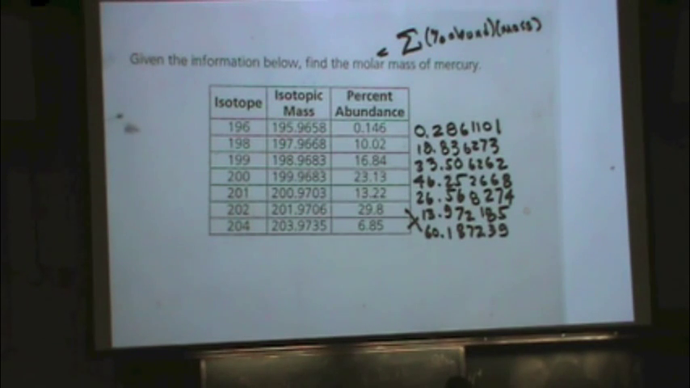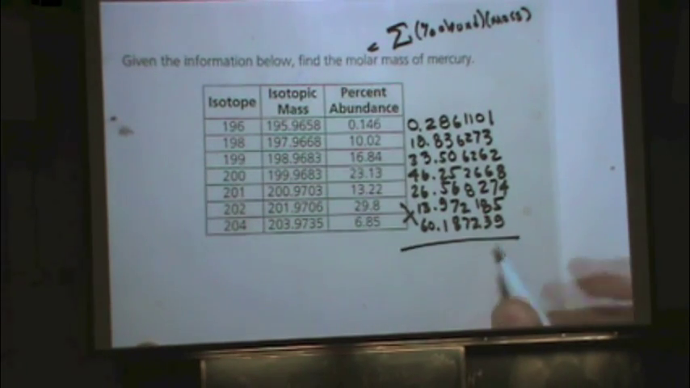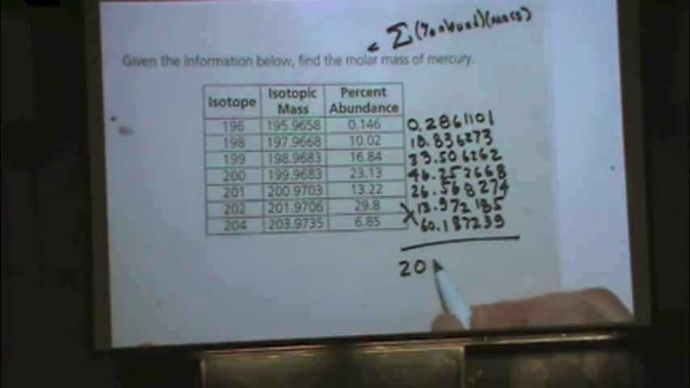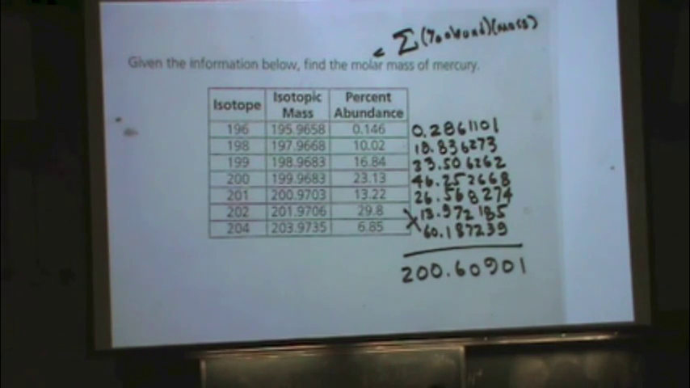Okay, once I multiply those all out for every row, now I'm just going to add them together. So this is the sum part. I sum them together, and I'm going to get 200.60901. And that's really my answer, which is pretty much exactly what you see there on the periodic table. The only issue is I need to find the correct number of significant figures.